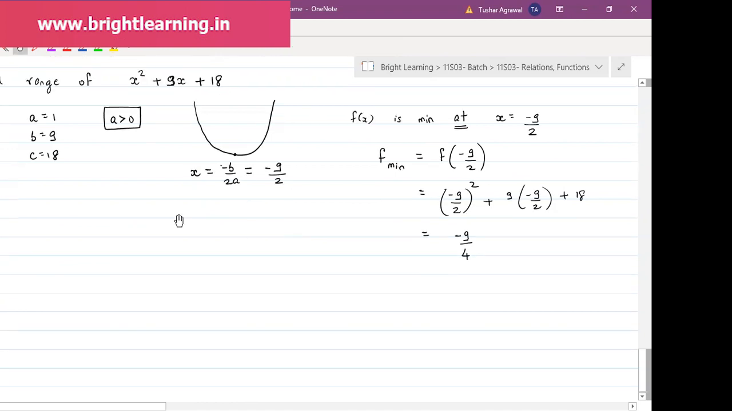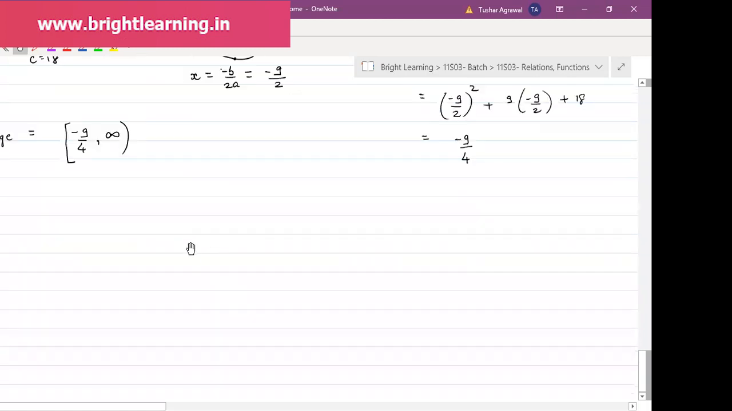So the range of f of x: the minimum value is minus 9/4, it attains this value, so x is greater than or equal to minus 9/4 up to infinity. There is no maximum value. Clear? Sir, I made a calculation mistake. Calculation mistakes you made, okay. Done. Next question of this sort.